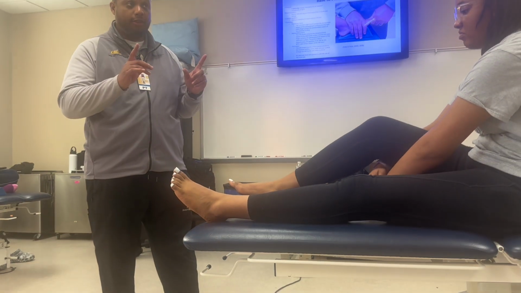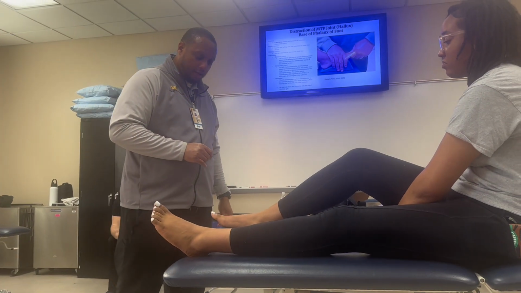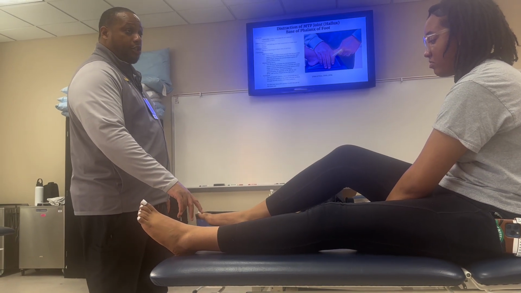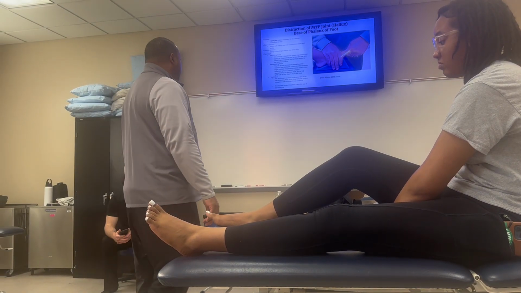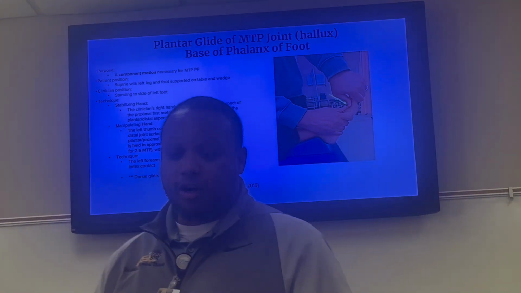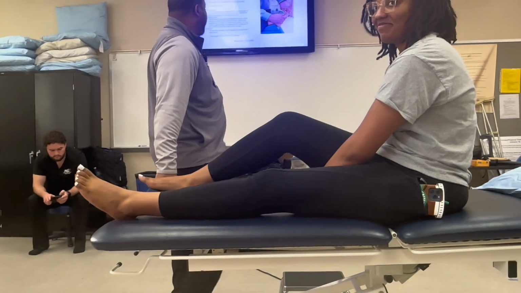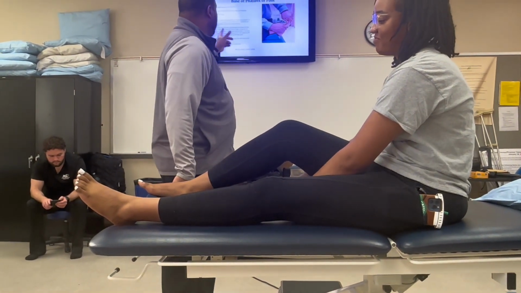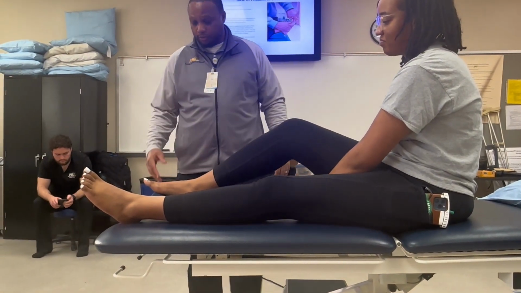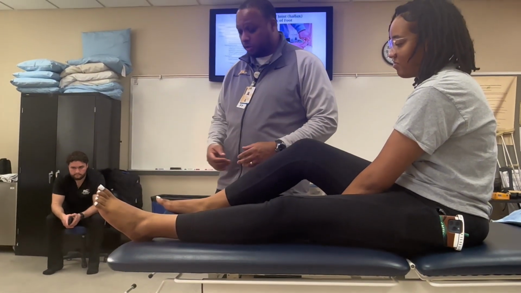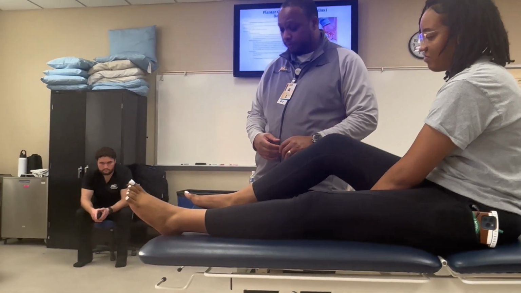All right. Again, a joint play motion necessary for all classical motions at the first MTP joint. So that's an exception with the first MTP joint with the loose pack position, being in slight extension. Now I'm going to do a plantar glide. Plantar glide of the first MTP joint is the component motion required for MTP plantar flexion, or we're going to say flexion of the first MTP.